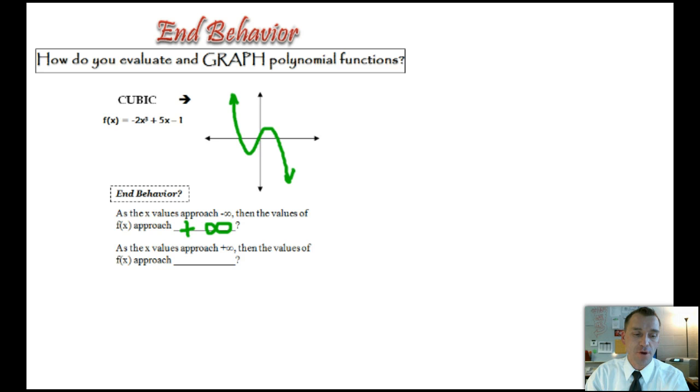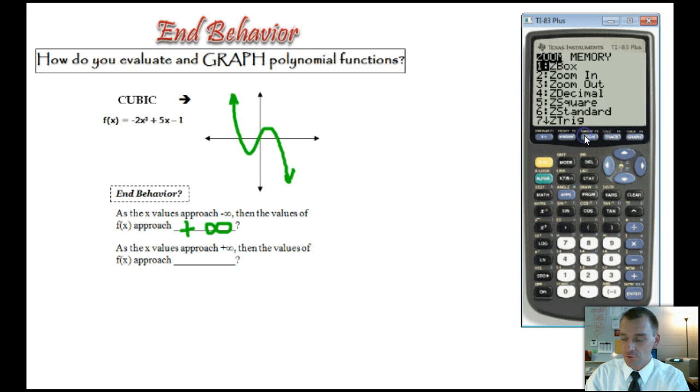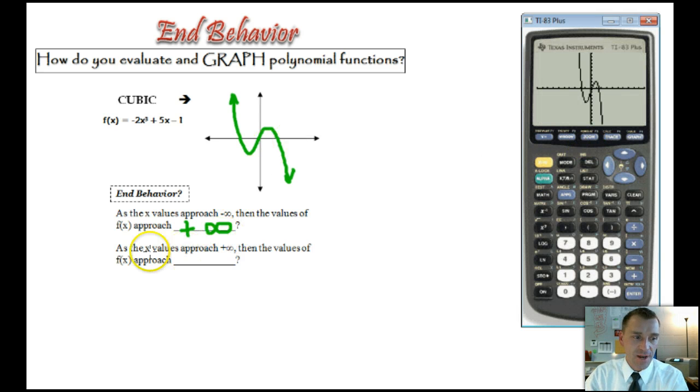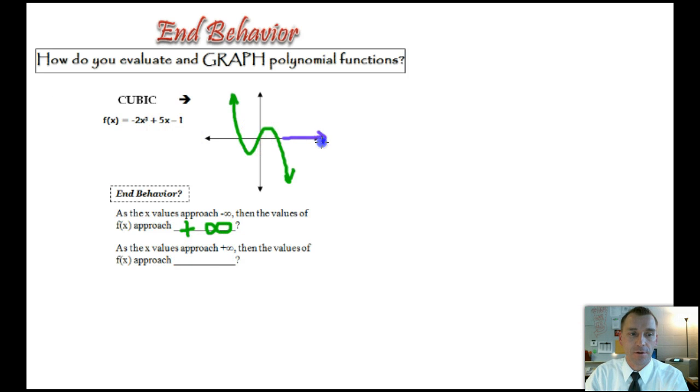On the flip side, let me change this. I'll zoom 6 it. Back to the beginning. So now as my x values approach positive infinity, that means I'm going this direction. What's happening to my y values? Well, yes, you can see it's actually going down. So they go in the negative infinity direction, just like that. Beautiful. So there are those two.